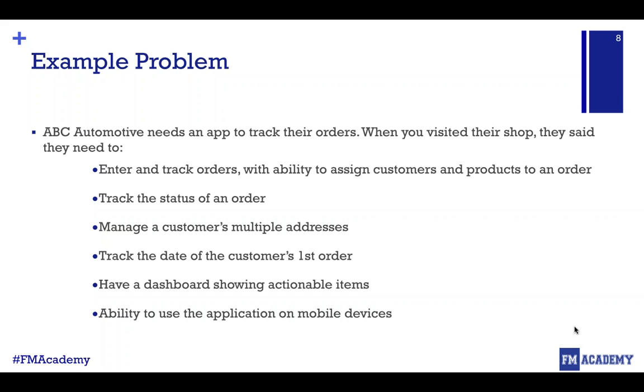Let's say that you visited a company called ABC Automotive, and they needed to track orders. And when you visited on site, they gave you this list of requirements. This is what you gathered from them. So this application needs to enter and track orders with the ability to assign customers and products to an order. You need to be able to track the status of an order, manage a customer's multiple addresses, track the date of a customer's first order. They also need a dashboard showing actual items. And then they also want to be able to use the application on mobile devices.